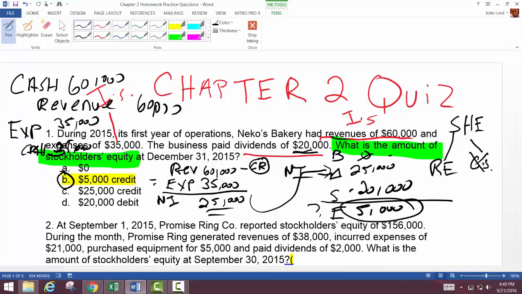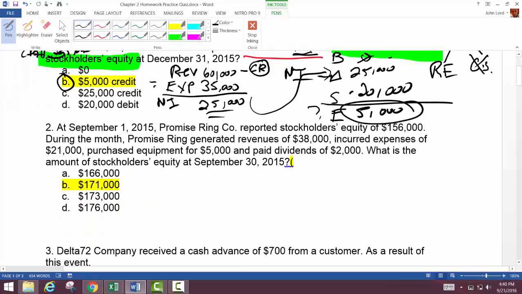All right, good. September 2nd, promise ring, reported stockholders' equity of $156,000 during the month. They generated revenues, and they start to read through this, but let's just look. Again, we're asking you stockholders' equity. Stockholders' equity is made up of what two accounts? Retained earnings and common stock. They're not telling me anything about common stock here, so I'm going to have to analyze retained earnings even though we're asking about stockholders' equity.